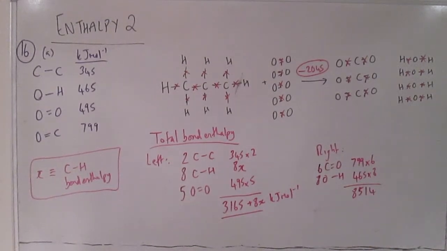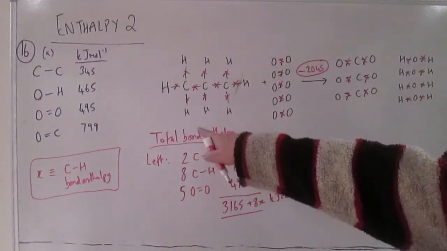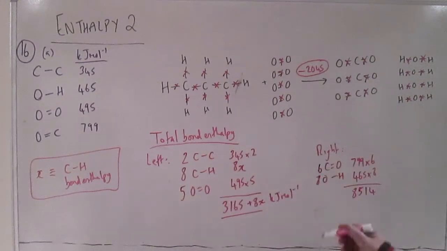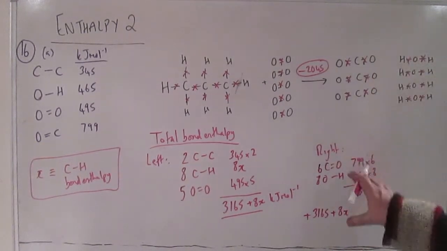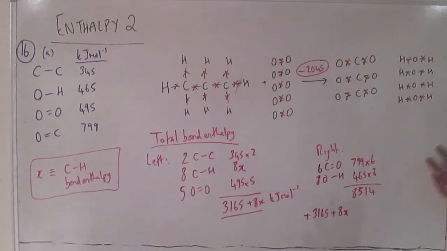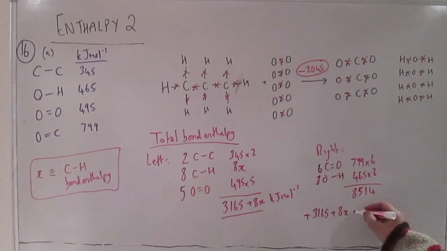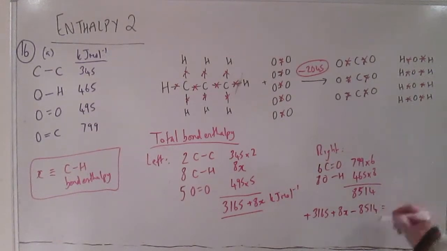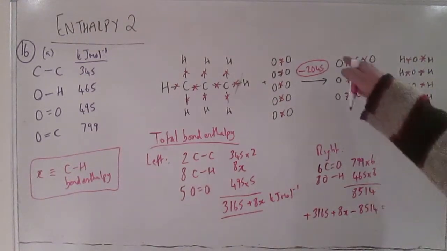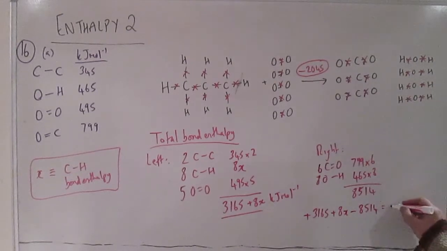So now we can make our enthalpy statement, which is that the bonds on the left are broken, so that's a positive number. So plus 3165 plus 8x. And then the bonds on the right are the ones being formed, so that's exothermic, so that's a negative number. So minus 8514 is equal to delta H, but we know what that is, minus 2045.